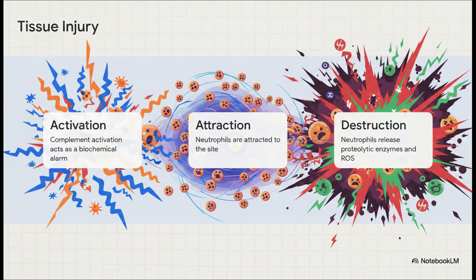You see, these neutrophils arrive expecting to fight off a pathogen, but instead they just find these trapped complexes. In this sort of panicked, relentless response, the neutrophils degranulate. They release highly destructive proteolytic enzymes and reactive oxygen species. This literally chews up the surrounding local tissue, causing severe structural injury.